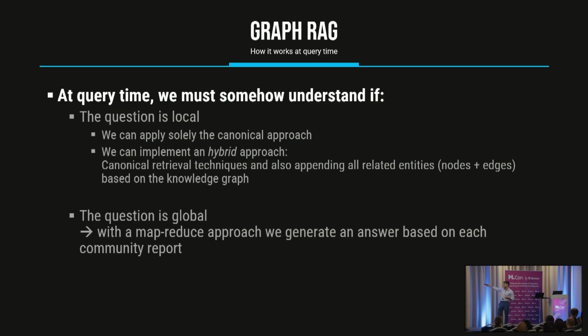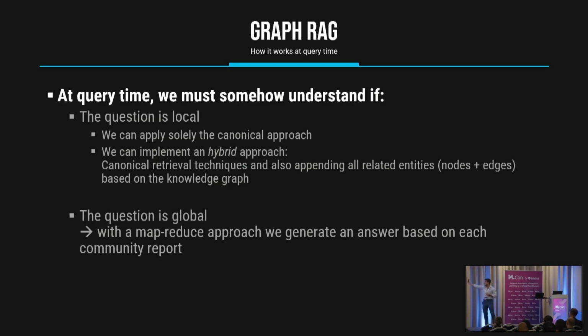And at query time, we should understand if the question is local or if the question is global. If the question is local, then we can apply the canonical text-to-embedding approach, so the agentic approach we just saw, or we can implement a hybrid approach. So we leverage both together. We give the autonomous agent an external tool to also fetch the knowledge graph to get information about the relationships of entities, even if it's not strictly needed because the question is somehow local.